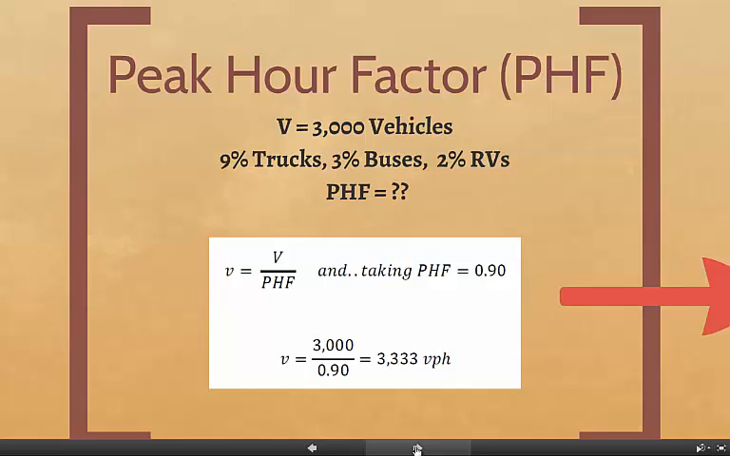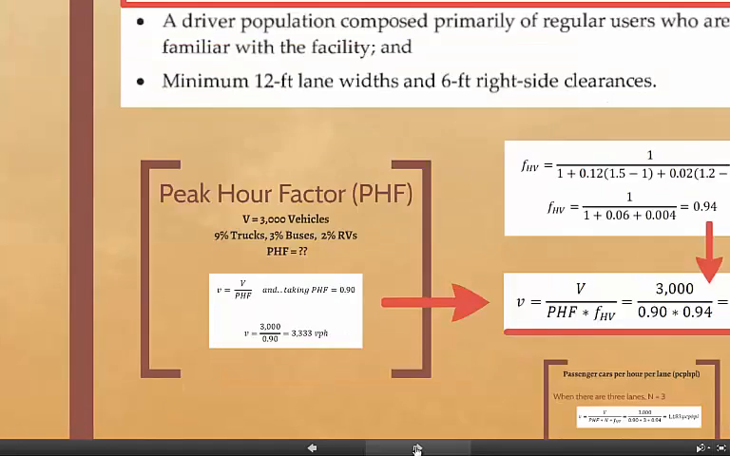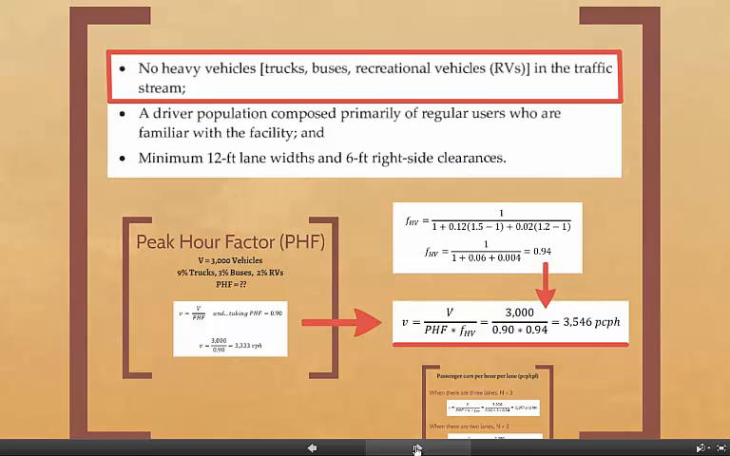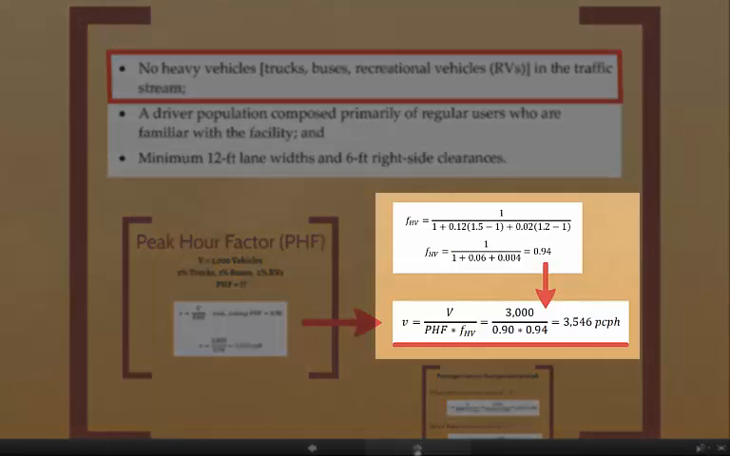Under base conditions of no heavy vehicles, we would be analyzing a flow rate of 3,333 vehicles per hour. But this traffic stream does contain heavy vehicles, and we know that each truck, each bus and RV is equal to more than one passenger car. Thus, we are already anticipating a demand flow rate greater than 3,333 passenger cars per hour. Well then, perhaps it seems intuitively pleasing that we incorporate the heavy vehicle factor, 0.94, in the same way we previously incorporated the peak hour factor, which is in the denominator, where we take 3,000 vehicles, divide by a peak hour factor of 0.9, divide by a heavy vehicle factor of 0.94, and solve for 3,546 passenger cars per hour, where the abbreviation for passenger cars per hour is PCPH.